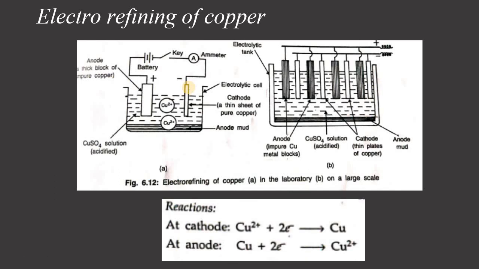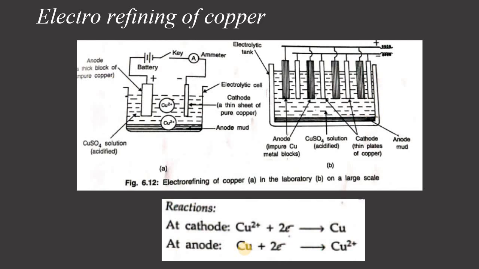Now the impure copper will lose electrons and pass into the solution. Impure copper, this is the anode. It will be losing electrons at the anode and it will become Cu2+. So it will be dissolved into the electrolyte. So the reactions are shown over here at the cathode and anode. Now copper ions migrate to the cathode. After gaining electrons from the cathode, they will be deposited on the cathode.